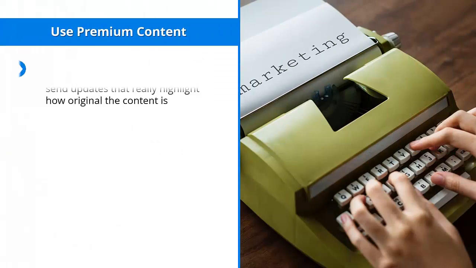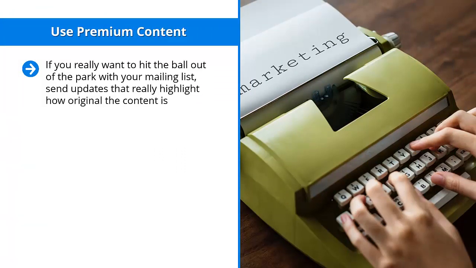Use premium content. If you really want to hit the ball out of the park with your mailing list, send updates that really highlight how original the content is. Well, how do you do this? Use social proof for case studies. These are testimonials of people that have taken your advice or who have experienced certain things that you talk about.